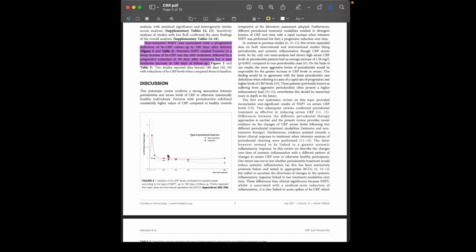And here is the graph for that. This is going to be the intensive, so the surgery. There's that spike of CRP values, and it tapers off to a consistent level, versus non-intensive, which is SRP, where it actually dips down, goes up, and then tapers down in terms of CRP levels.